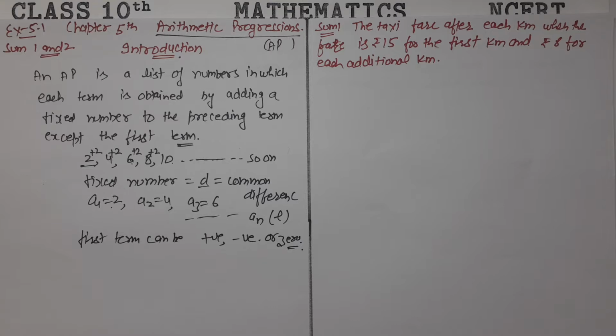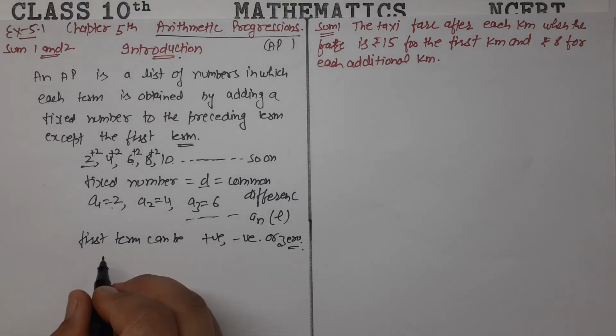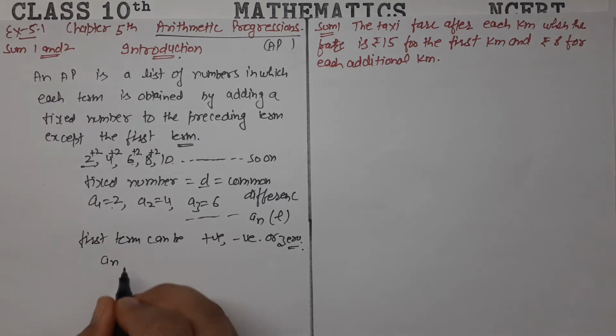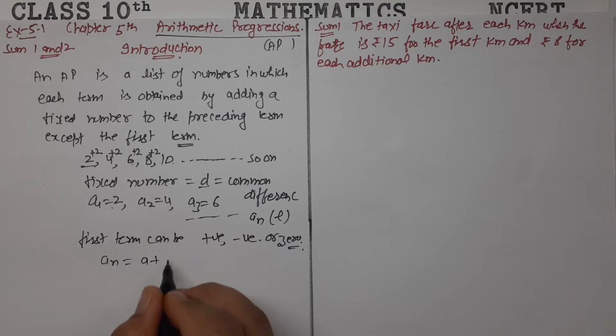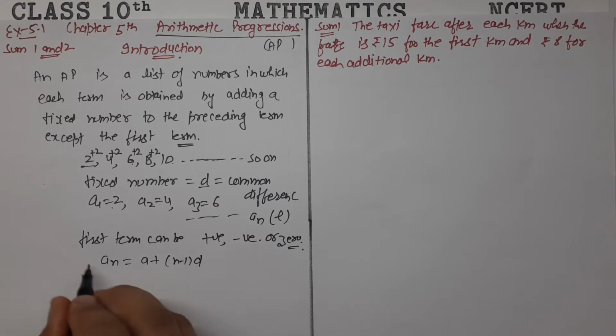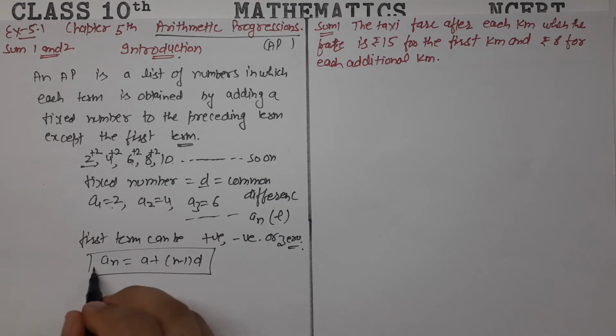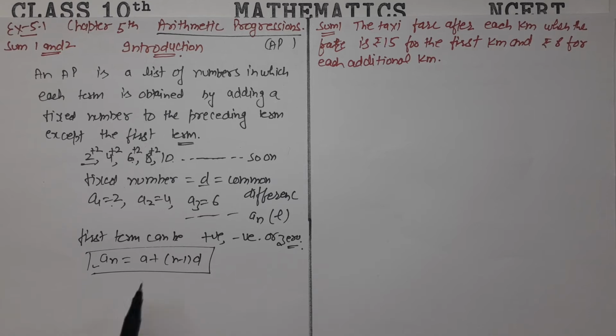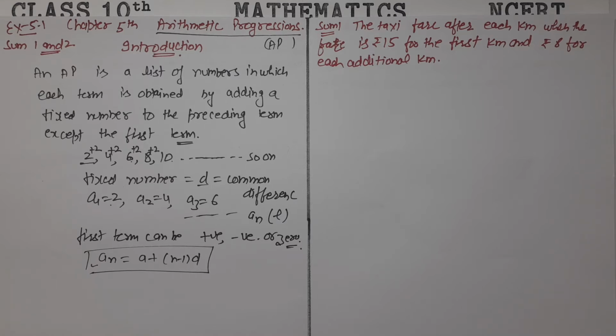To find any term from the AP, the formula is AN equals A plus N minus 1 D. AN is the nth term, A is the first term, N is the number of terms, D is the common difference. On the basis of this formula, we will do exercise 5.1 and 5.2.